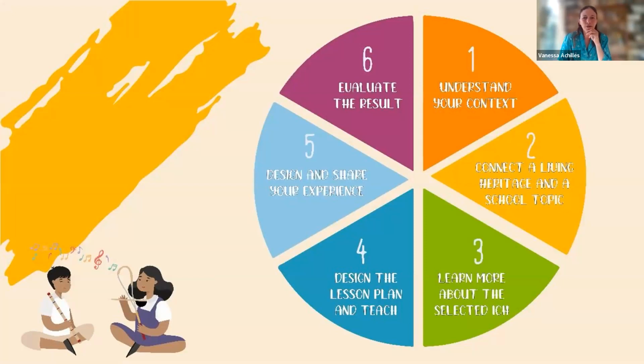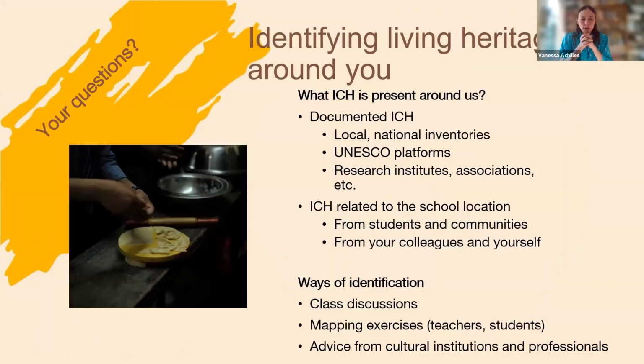You can see an overview here, but let's go through the first one, which is understanding your context, understanding the context in which you work. And the first thing is to try to understand what living heritage is around you. If you build a new lesson, you will need to have some knowledge, some content to develop your lesson around it, to see how you create the different activities in your class. And so it's important to know what is around you.